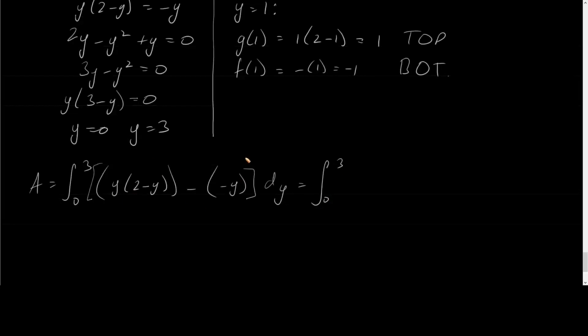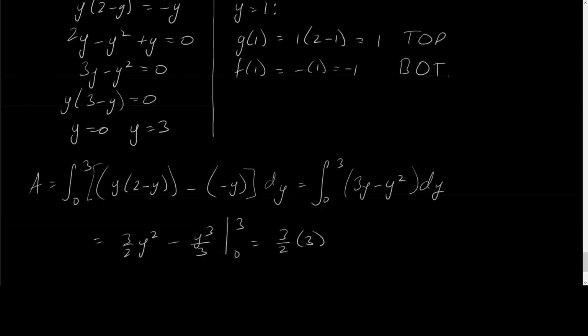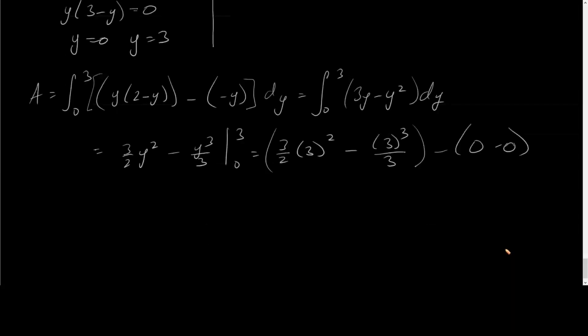Expanding this a little bit and simplifying, well, I'm subtracting that negative y, which is essentially what I did over here. So I know that I'm going to get 3y minus y squared dy, giving me, well, the integral of that would be 3/2 y squared minus y cubed over 3, evaluated from 0 to 3. Plug in the top. So I have 3/2 times 3 squared minus 3 cubed over 3, minus 0 minus 0, right? Plugging in that 0 into the y's does nothing.